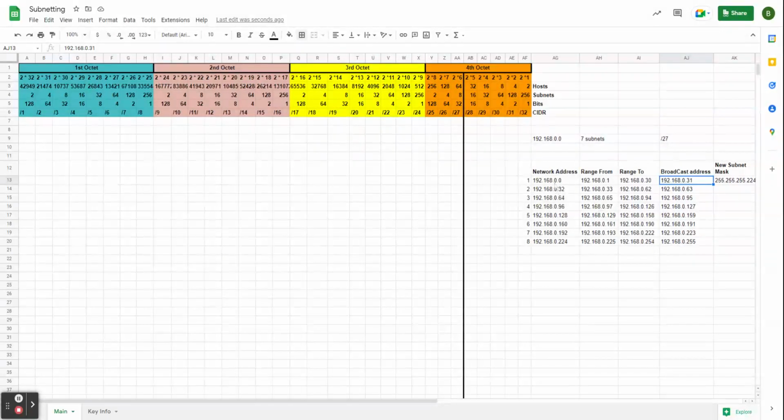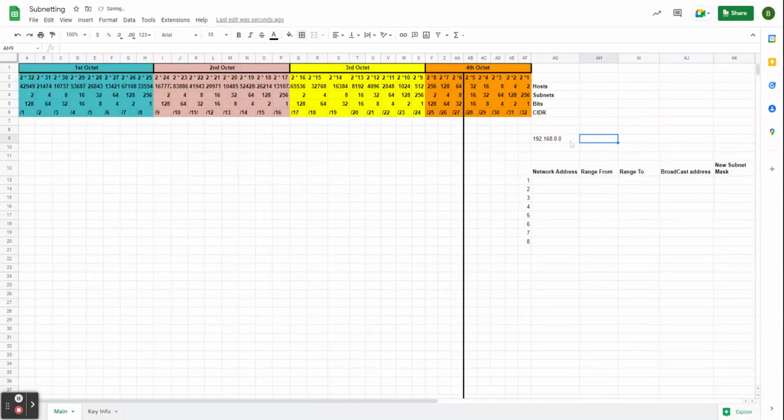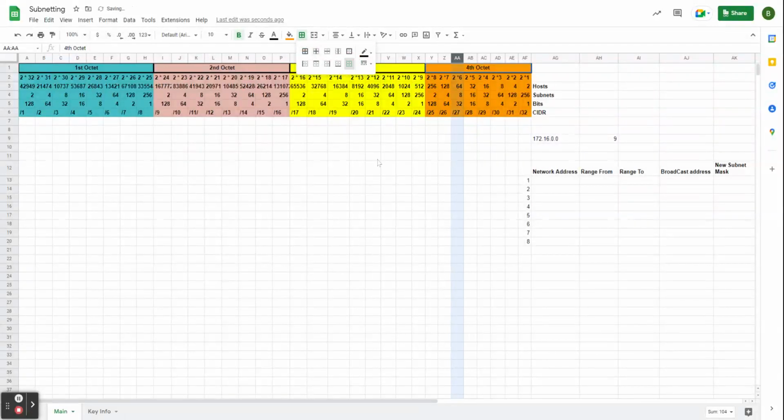So let's just try a Class B next, which is a bit more difficult, but the same process. Let's write the question out. So our ISP is giving us the IP address of 172.16.0.0, and let's say we want to use 9 IP addresses. Okay, so let's just remove that line so it doesn't get confusing.